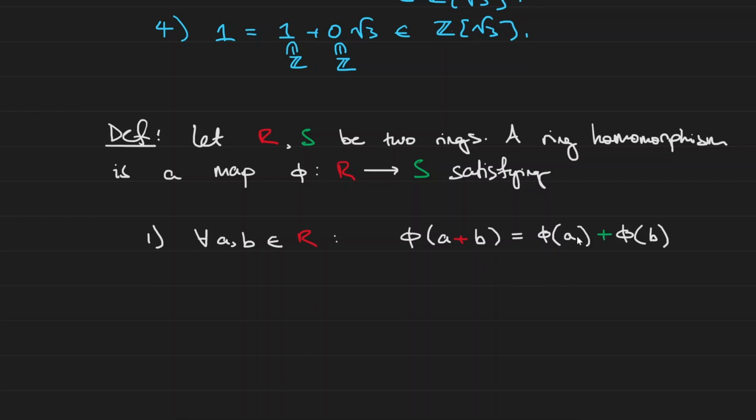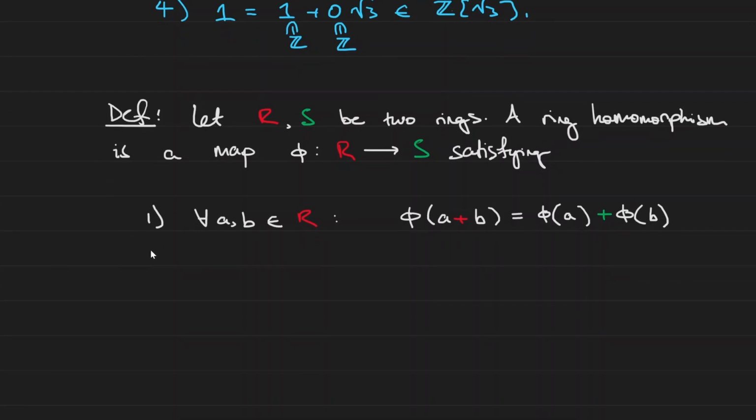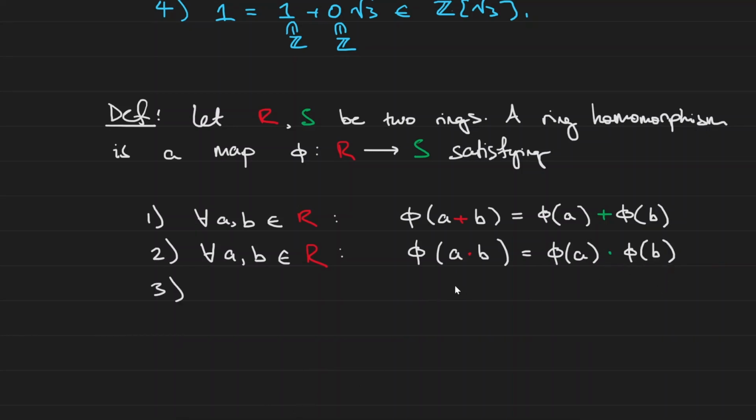Now notice I used the red and the green plus over here. This red plus is actually the addition in R, whereas this green plus is the addition happening in S. Second of all, we have something very similar for multiplication as well. We have phi of A times B has to be equal to phi of A times phi of B. And finally, we need the following to hold. Phi of the multiplicative identity in R must be the multiplicative identity in the ring S.